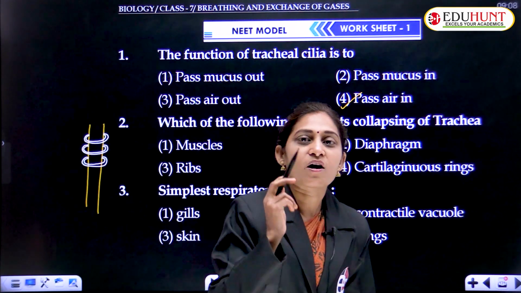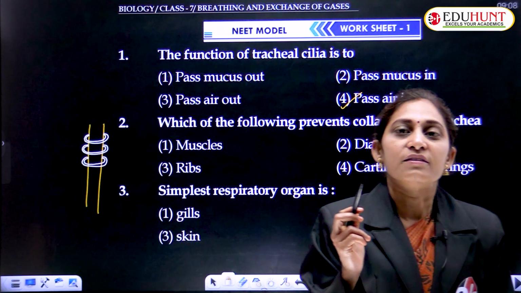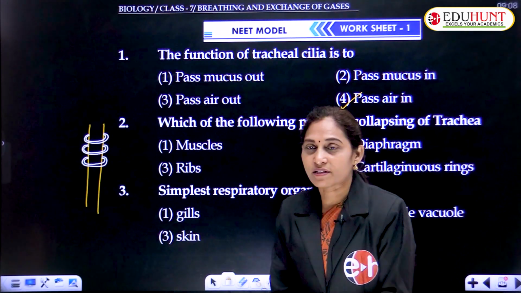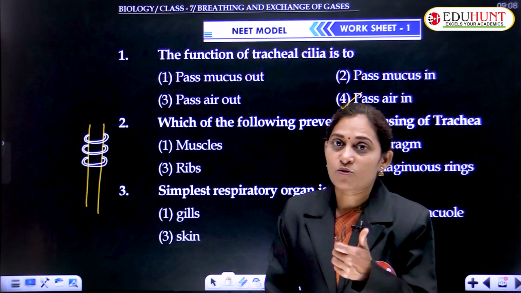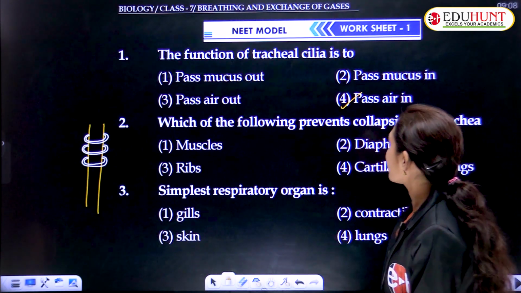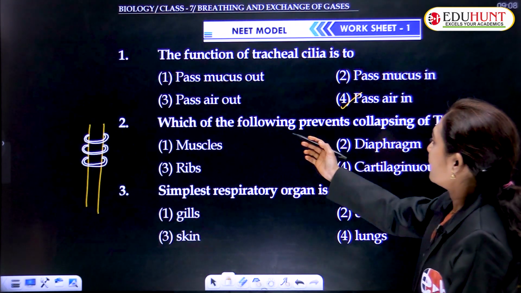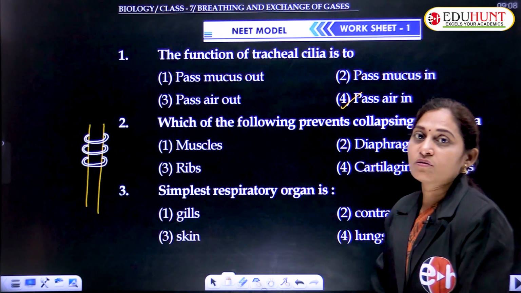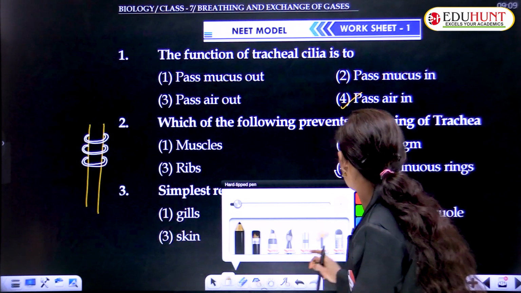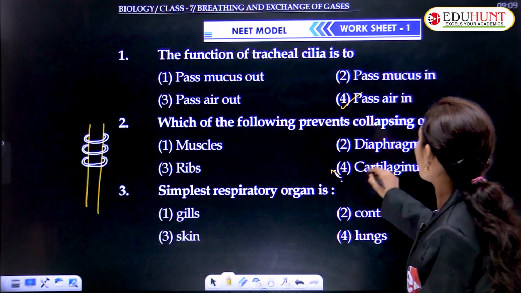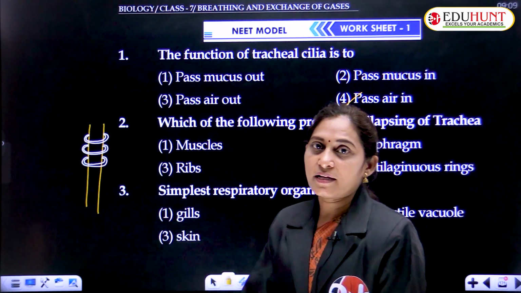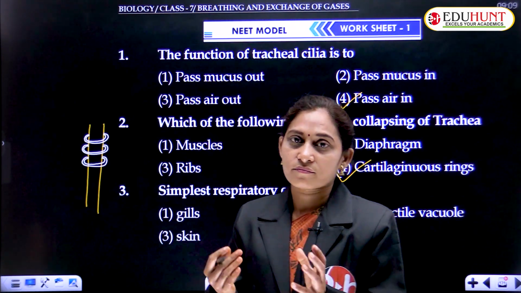So these are not complete rings. I said these are not complete. These are C-shaped. C ante incomplete rings. ఇవి ట్రేకియాకి అవుట్ సైడ్ ఉంటాయి. సో ఇవి ఎక్కడ ఇన్కంప్లీట్? దిస్ ఆర్ ఇన్కంప్లీట్. అది ఇంకొక బిట్ ఉంటుంది ఇలాంటిది. ఇక్కడ అడిగింది జస్ట్ రింగ్స్ ఆఫ్ కార్టిలేజ్. ఆన్సర్ ది డైరెక్ట్. Rings, cartilaginous rings prevent the air tract, that is trachea, from collapse.